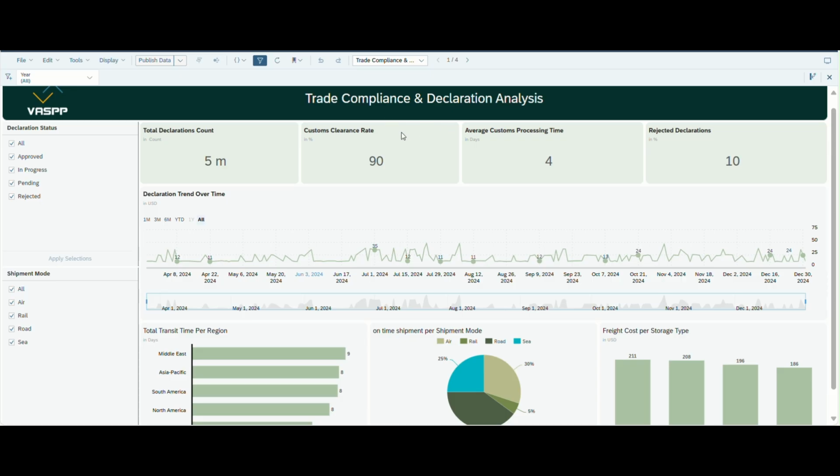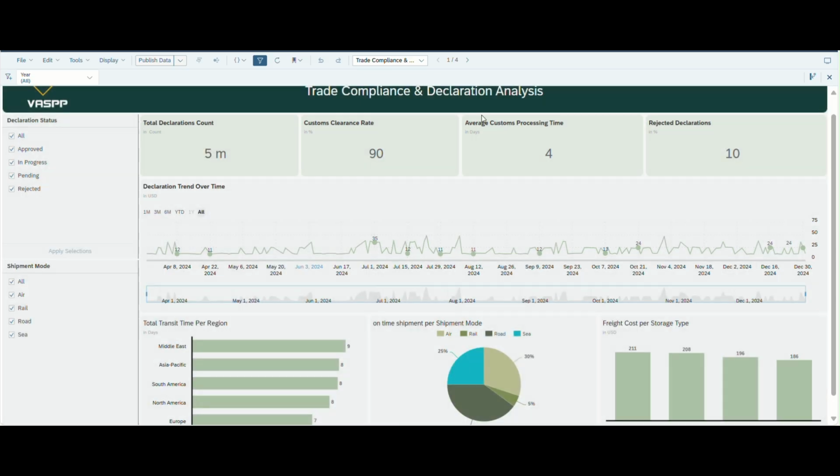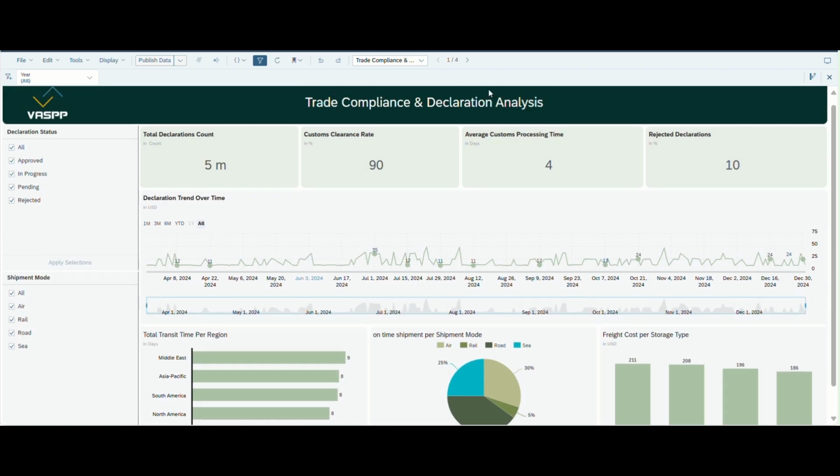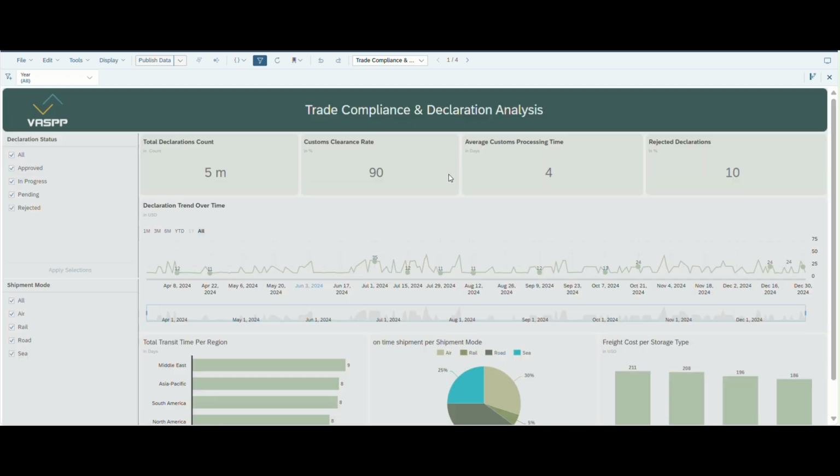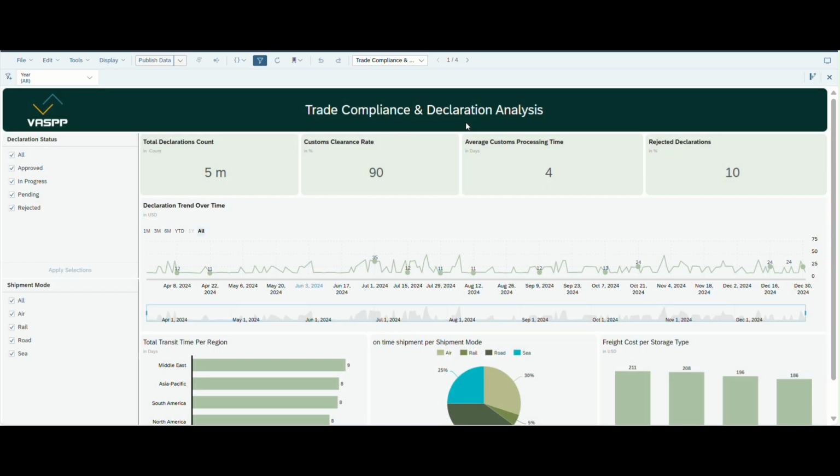Welcome to your command center for global trade visibility. In today's high-velocity supply chain, even one delayed customs declaration can lead to inventory pileups, missed deliveries, and contract penalties. This dashboard equips you not just to observe your trade operations, but to actively govern them. Let's start from the top.